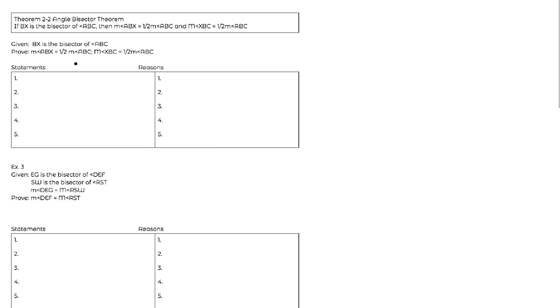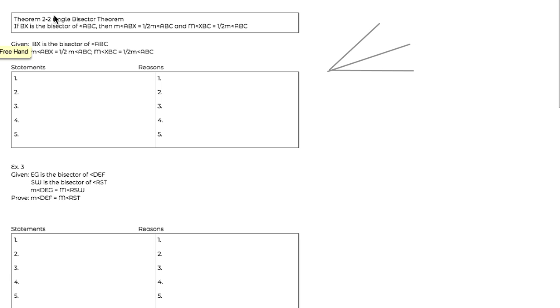This one is exactly the same, except it's angles. So if BX is the bisector of angle ABC, then the measure of angle ABX equals 1/2 the measure of angle ABC, and the measure of angle XBC equals 1/2 the measure of angle ABC. So this proof is exactly the same as the last one, except we're dealing with angles. So I'm just going to draw this one in real quick. So we have a line, we have another, these are rays. They're rays because they are going to have arrows at the end of them, and they originate from a point.